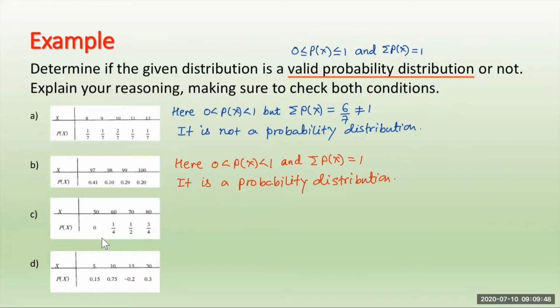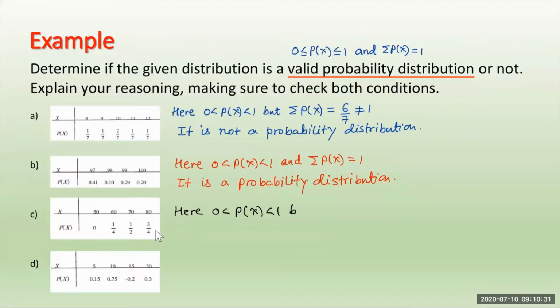In C, you'll see that all these probabilities 0, 1/4, 1/2, 3/4, these are between 0 and 1. So the first condition is true. Here, you can say P of X is between 0 and 1. And if you add all this, 0, then this is 1/4. Half can be considered as 2/4, and this is 3/4. So 4 is the denominator. So 2 plus 1, 3, plus 3, 6. 6 over 4, which is the same as 3 over 2.